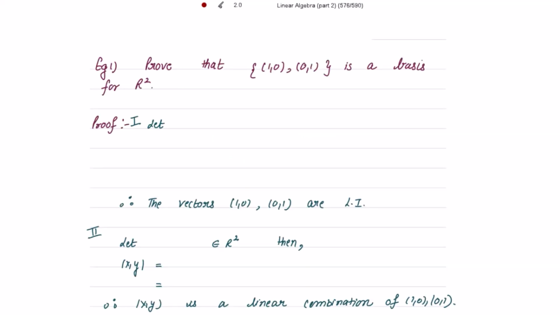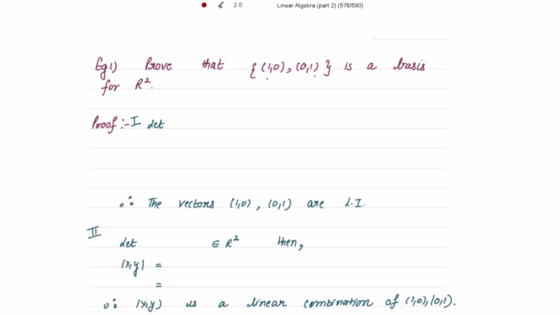The example is, prove that (1,0), (0,1) is a basis for the two-dimensional space in R, and I'm calling this R2, right? So now the proof is, I have to show that this set of two vectors is a basis for R2, two-dimensional space in R. Now to show these two are the basis, I have to show first thing that these are linearly independent, and second, V is generated by V1 and V2. Let's say this is V1 and this is V2.